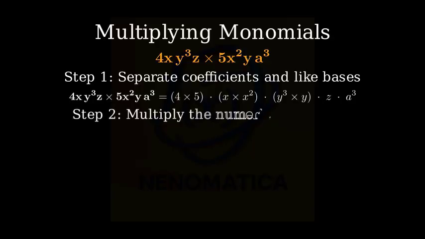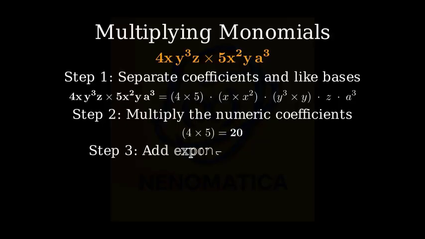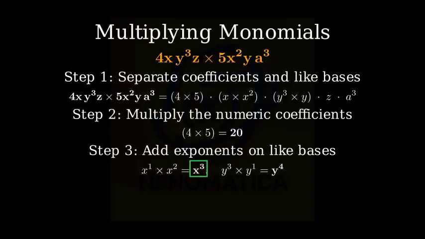Step 2. We multiply the numeric coefficients. 4 times 5 equals 20. Step 3. We add exponents for like bases. For x, we have x to the power of 1 times x squared, which equals x cubed. For y, we have y cubed times y to the power of 1, which equals y to the fourth power.